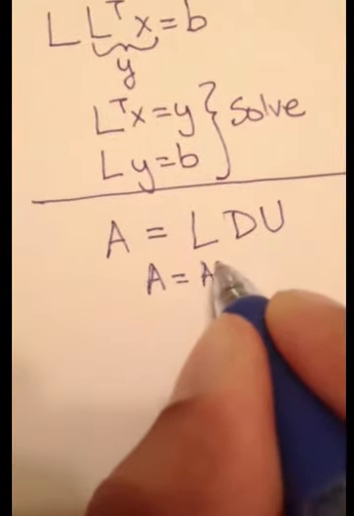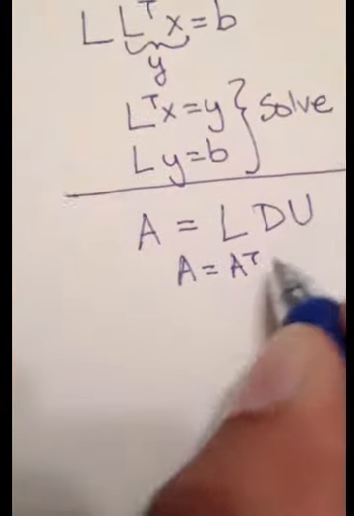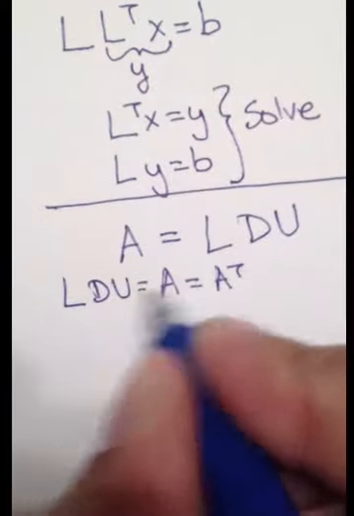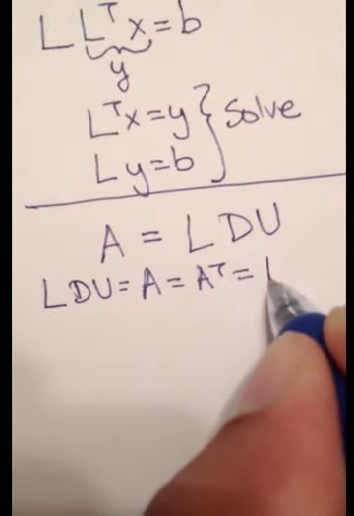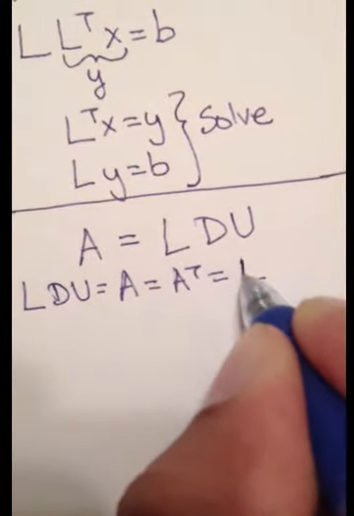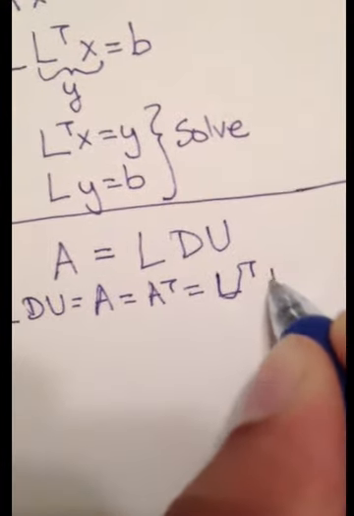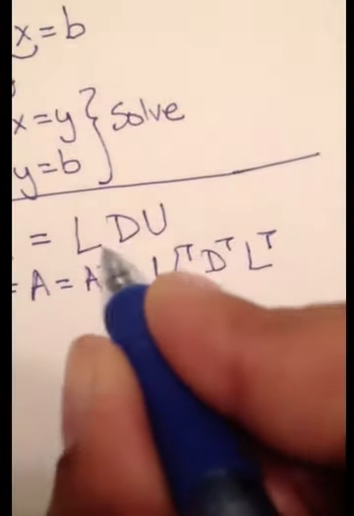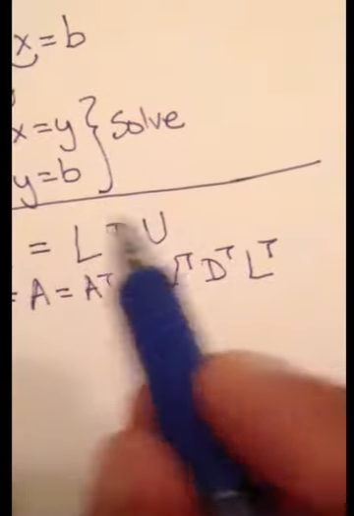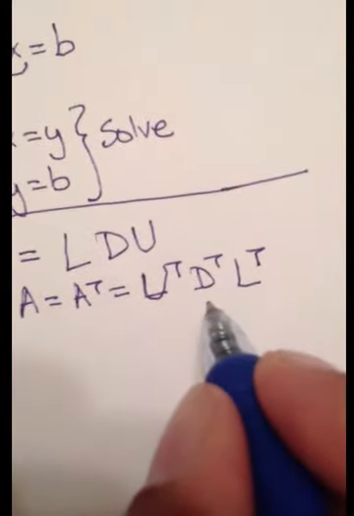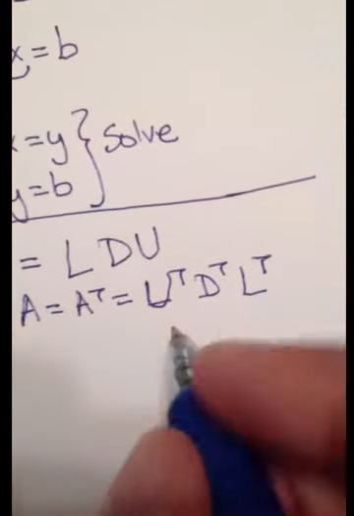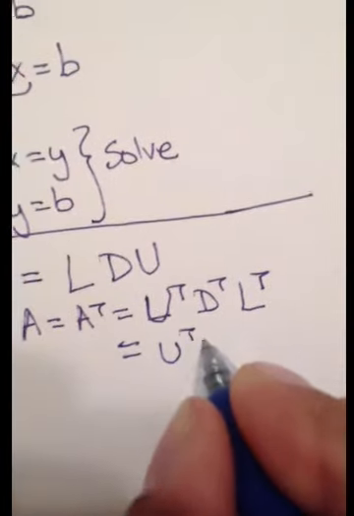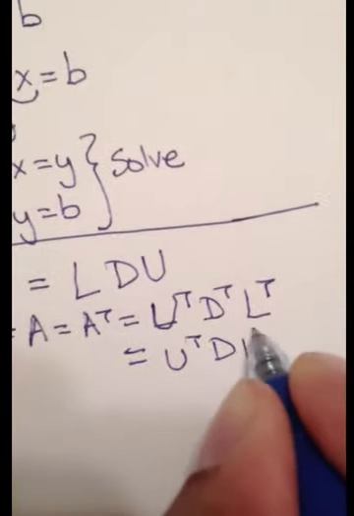Next, we can say that A is equal to A transpose because of symmetry. So LDU is equal to U transpose D transpose L transpose. That's because we reverse the order of matrices when we transpose their product.